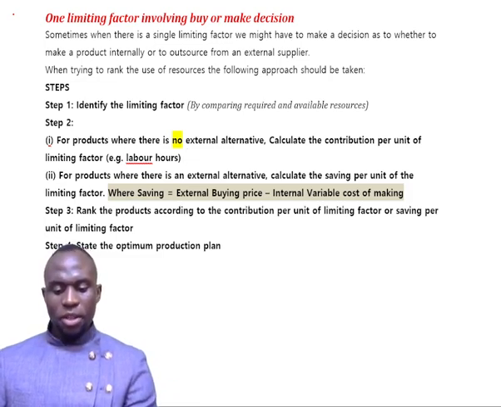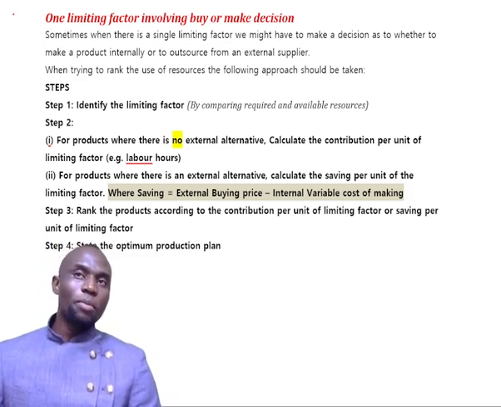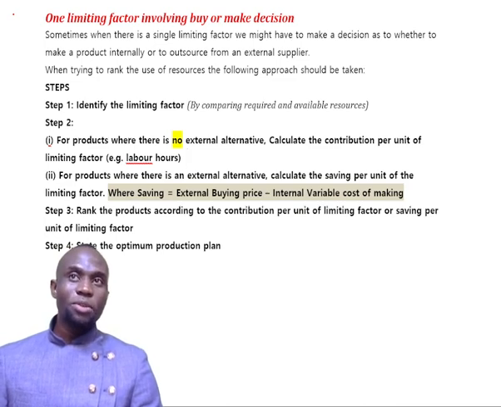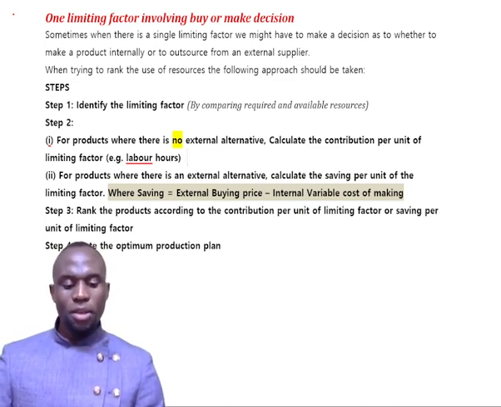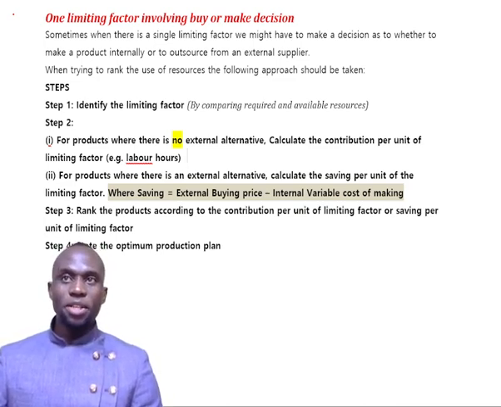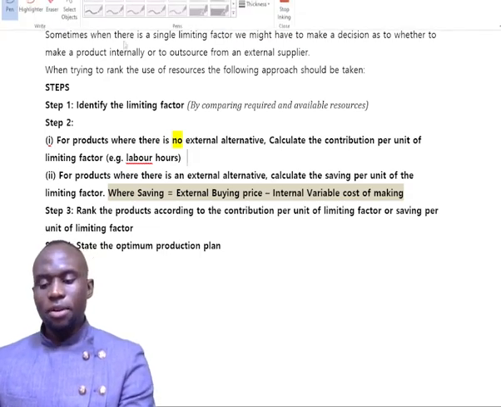Then for products where there is an alternative of buying from outside, you have to calculate the saving per limiting factor per unit. And what is saving? Saving is external buying price minus internal variable cost.